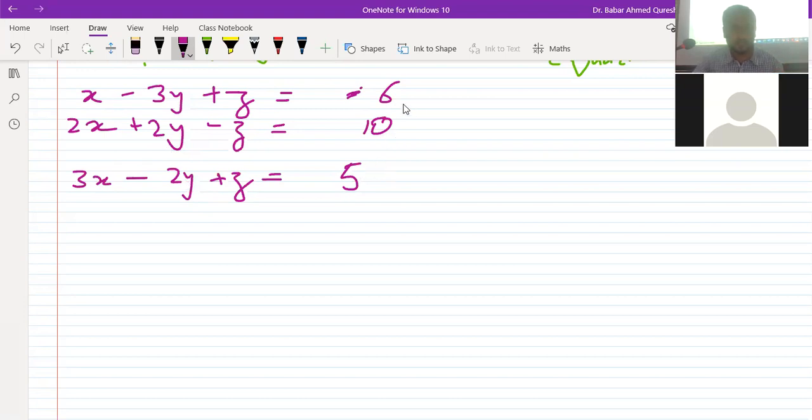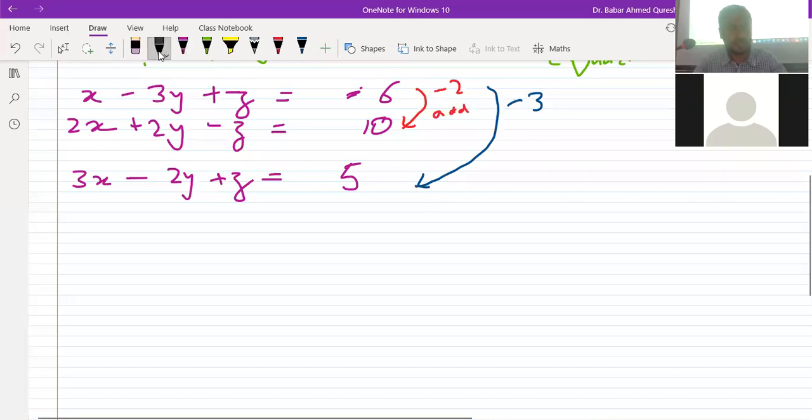So how can you do that? Well, very simple. It's obvious from here that if I multiply the first equation by minus 2 and add it to the second equation, the x will be gone. I'll get an equation which will not have an x. Similarly, if I multiply the first equation by minus 3 and add it to the third equation, I'll get an equation which again will not have an x. And when you do that, you get these equations.